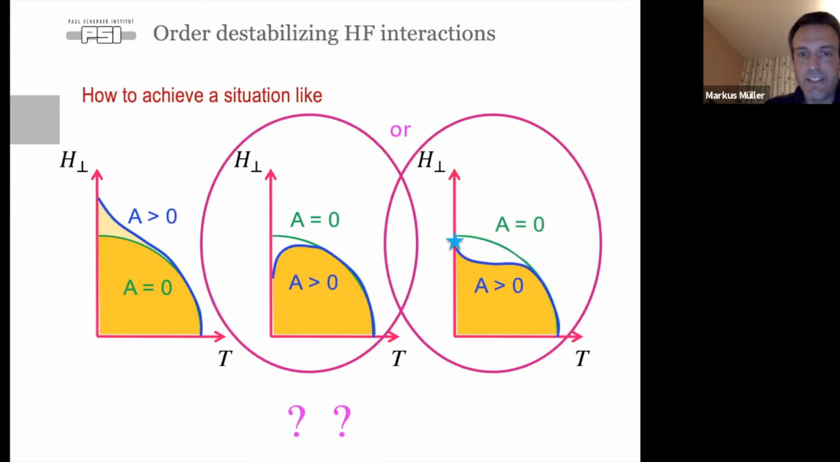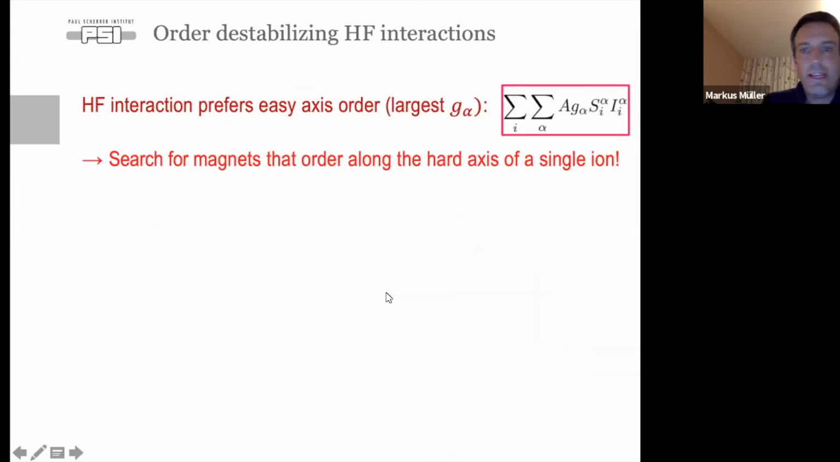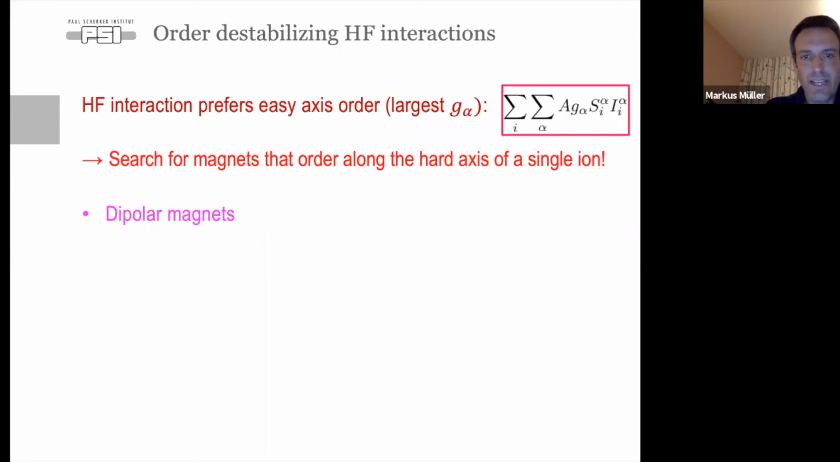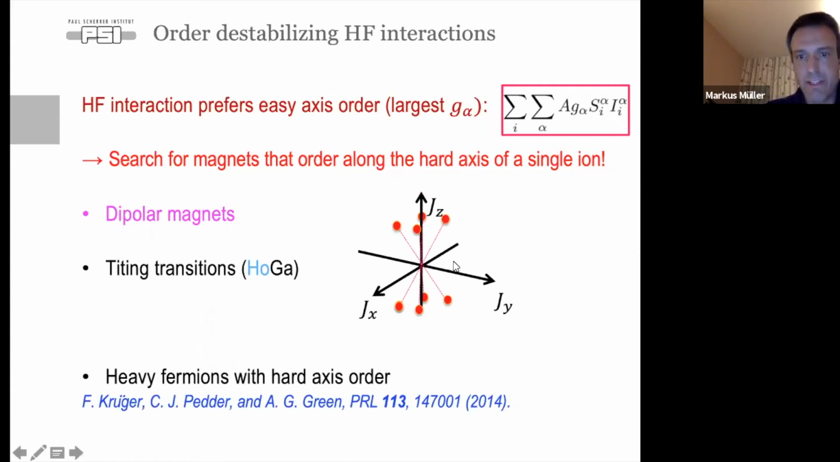But now the fundamental question is, can you ever have this really, and what do you have to do? Well, the answer is yes, you can, but it's not all that cheap to get it. The first thing you have to realize is that hyperfine interaction always prefers order along the easy axis. So if you have an anisotropy of your moments along the axis, hyperfine interaction always wants the spin S to point along the axis with the largest g. So if you want to destabilize magnetic order, you have to find a material that orders along a hard axis and not along the easy axis. And can you have that? Yes, you can. For example, in dipolar magnets, you could also look at holmium-gallium that I mentioned previously, where you have this soft energy landscape with the many tilting transitions.